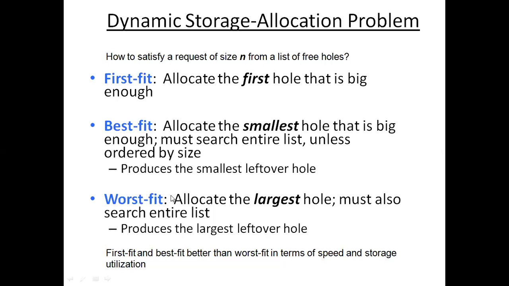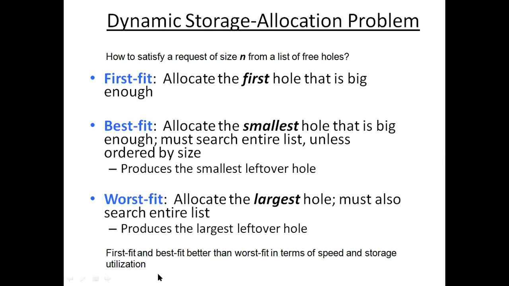What is worst fit? When I allocate this 20 kilo process, let's say there is a 100 kilo hole. If you put that 20 kilo into the 100 kilo hole, then there is a huge hole remaining, which is 80 kilo. That time I call it a worst fit. First fit and best fit are better than worst fit in terms of speed and storage utilization.